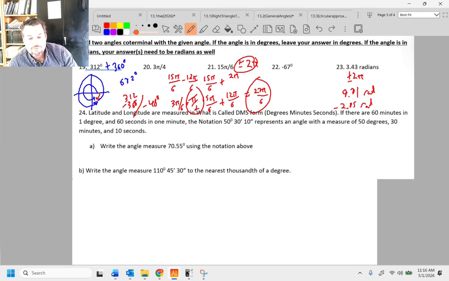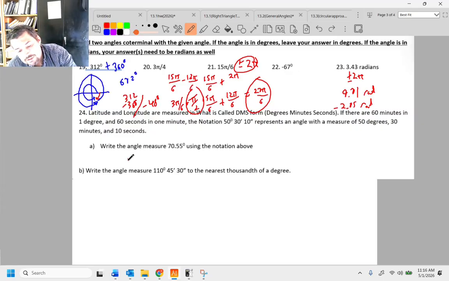Latitude and longitude are measured in what is called DMS form, degrees, minutes, and seconds. There are 60 minutes in a degree and 60 seconds in a minute, so the notation 50 degrees, 30 minutes, 10 seconds represents an angle with a measure of 50 degrees, 30 minutes, and 10 seconds. All right, write the angular measure 70.55 degrees using the notation above.